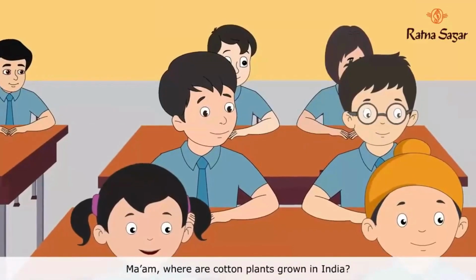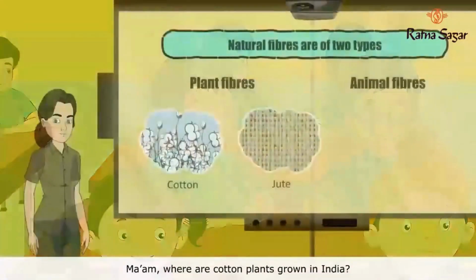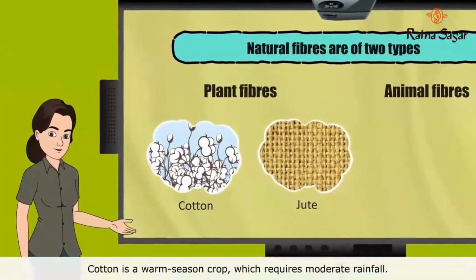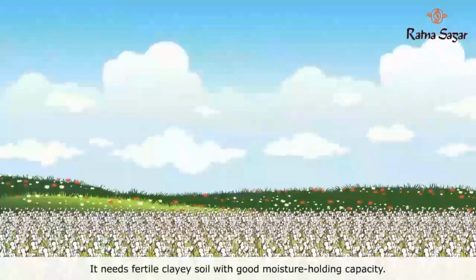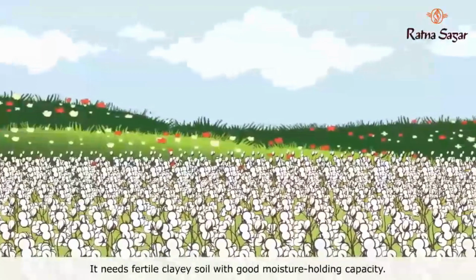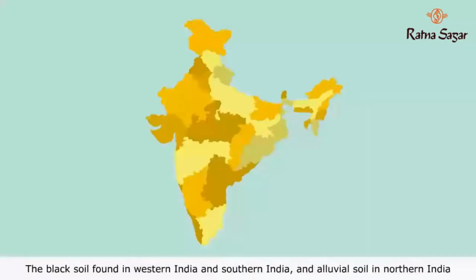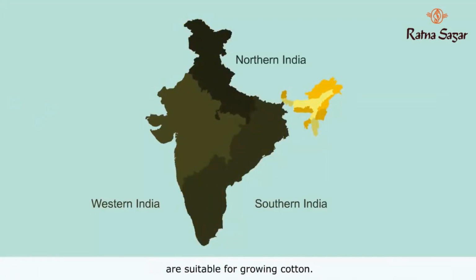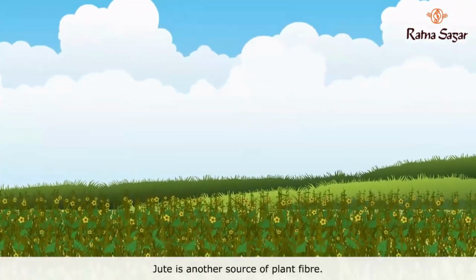Ma'am, where are cotton plants grown in India? Cotton is a warm season crop, which requires moderate rainfall. It needs fertile, clayey soil with good moisture holding capacity. The black soil found in western India and southern India and alluvial soil in northern India are suitable for growing cotton.